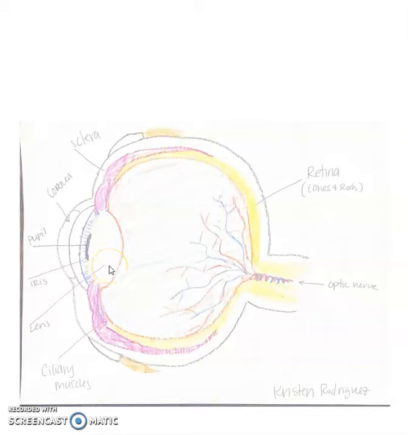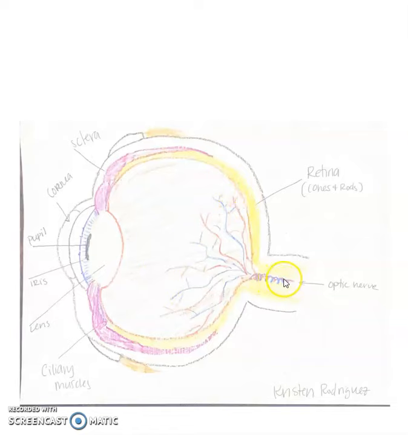The lens is a transparent structure that works with the cornea to bend light and focus it onto the retina, and it's located in the back of the eye over here. And the ciliary muscles, which are right here, these little bumpy guys, are attached to the lens and help to change its shape in order to focus at various distances. The retina is located here in the back of the eye, and it's light sensitive, and the tissue lining is thin.